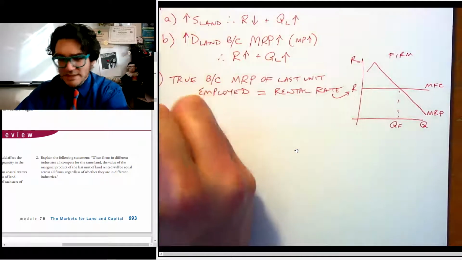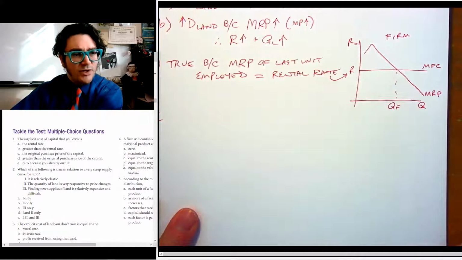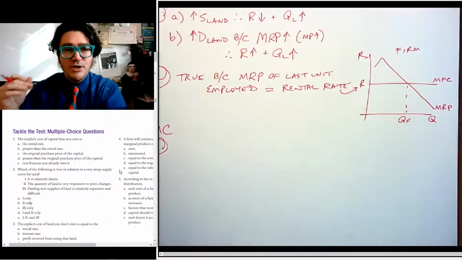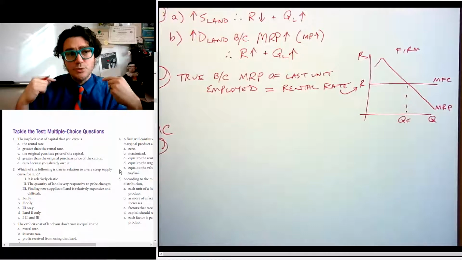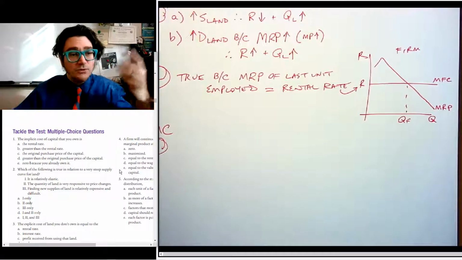And multiple choice. Let's take a look here and see how tricky these are going to be. Number 1, the implicit cost of capital that you own is, well, it's the rental rate. It's the price, because when you think about it, if you already own it, then the implicit cost of you holding onto it is what you would sell it for or what you would rent it for. So it's whatever the rental rate is. So A.